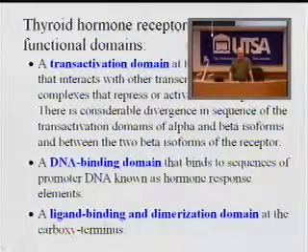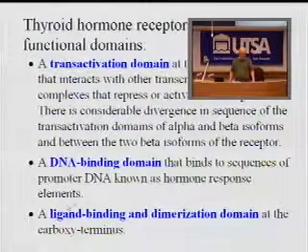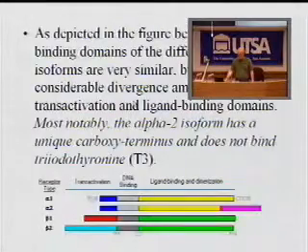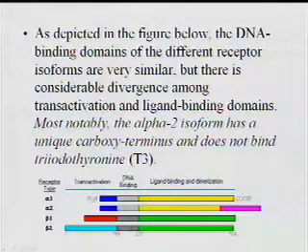A DNA binding domain, particular sequences, the TRE that we'll talk about in a moment, found, of course, on the promoter regions of target genes. A ligand binding and dimerization domain at the carboxy terminus. As depicted in the figure below, the DNA binding domains of the different receptor isoforms are very small. The DNA binding domain is here in the middle, at the hinge region, although the term isn't being used here. Remember that there was a hinge region somewhere near here in this model of receptor.